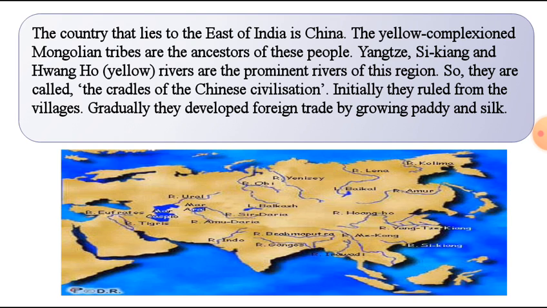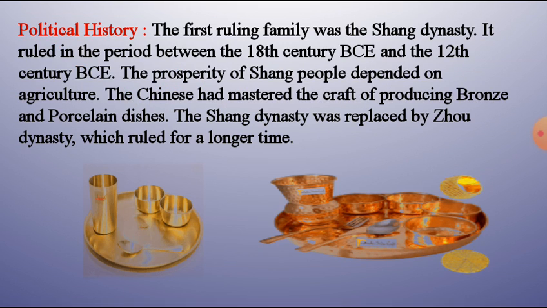Now we shall discuss the political history. The first ruling family was the Shang dynasty. It ruled in the period between the 18th century BCE and the 12th century BCE. The prosperity of the Shang people depended on agriculture. The Chinese had mastered the craft of producing bronze and porcelain dishes. The Shang dynasty was replaced by the Zhou dynasty, which ruled for a longer time.